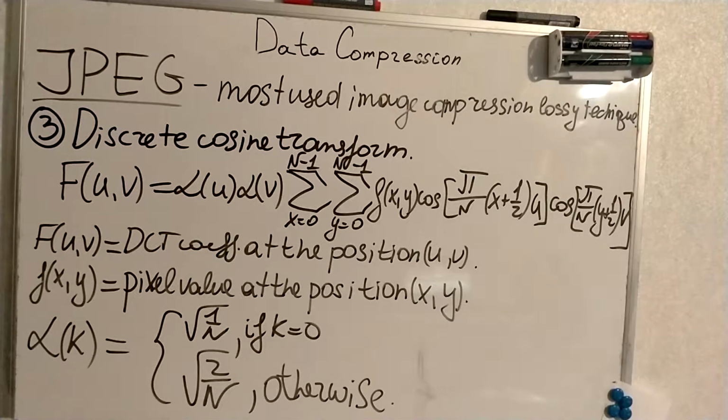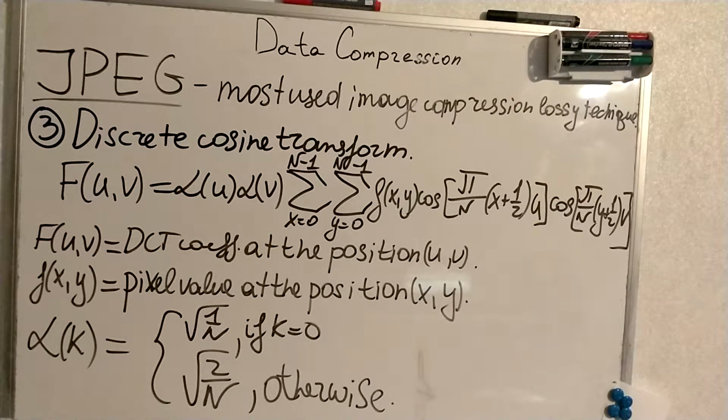And yet another step of JPEG is the discrete cosine transform. It's the most important step. You can see the scary formula on the whiteboard, but we are not going to dig into this too much. So the intuition of this is that we represent our image in another basis.